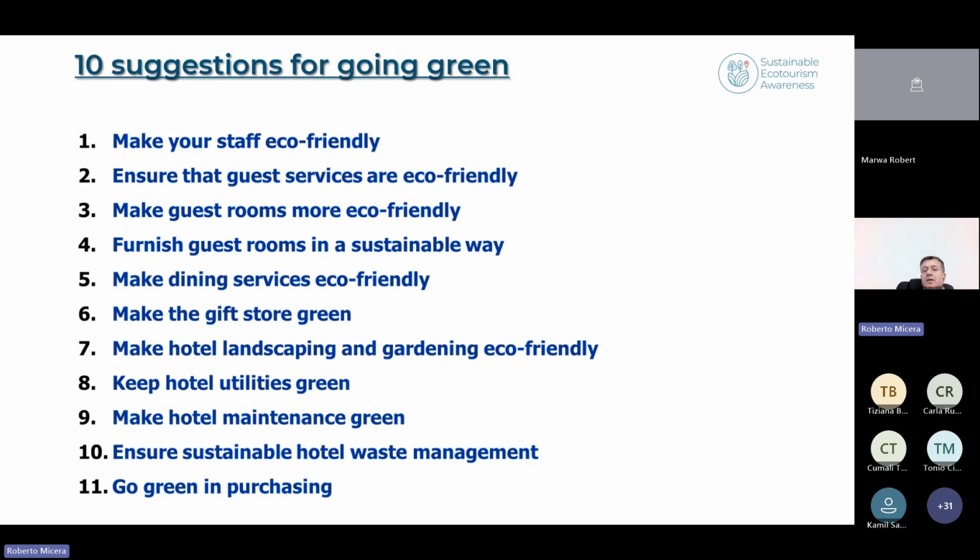our services are eco-friendly. Make guest rooms more eco-friendly. Now we have many tangible aspects that are linked to being eco-friendly. Offer guest rooms in a sustainable way, make dining services eco-friendly, make the gift store green, make hotel landscaping and gardening eco-friendly, keep hotel utilities green, make hotel maintenance green, ensure sustainable hotel waste management, and go green in purchasing.